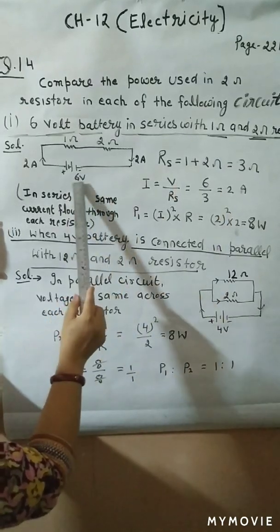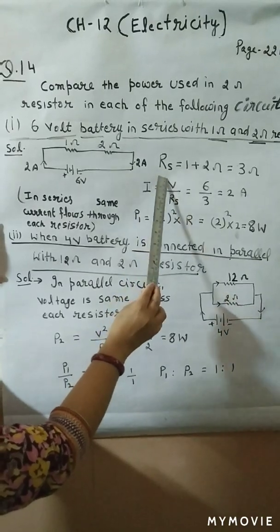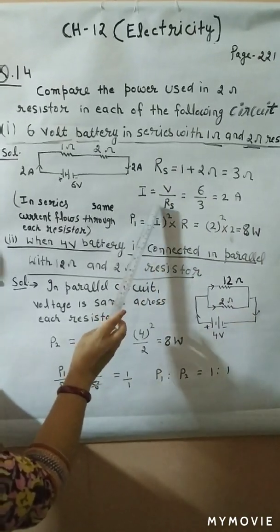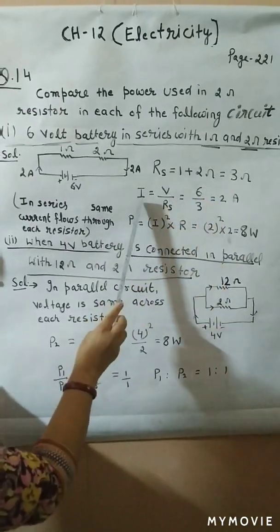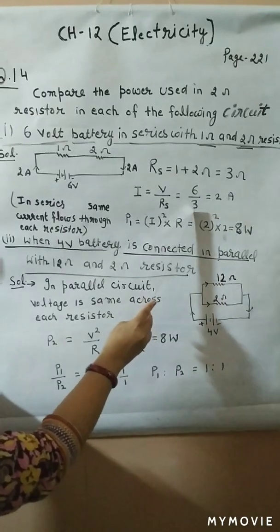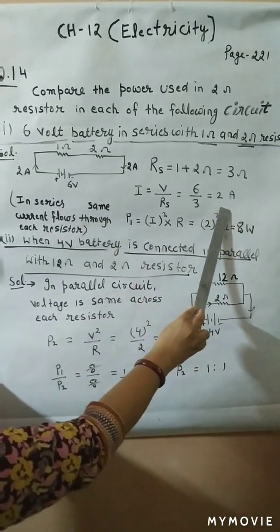And what is the potential? 6 volt. So as you know that total potential is given, we will find out the total resistance. So what is the total resistance? 1 plus 2, 3 ohm. So using Ohm's law, we will use the formula V is equal to I Rs. So from here we will calculate I, V by Rs. So that is 6 by 3 because potential is 6 volt given. So we have got current value 2 ampere.